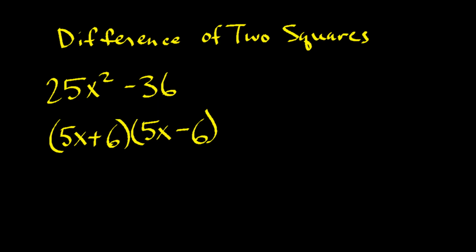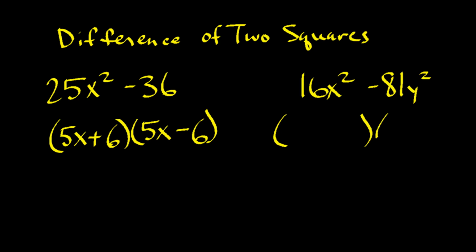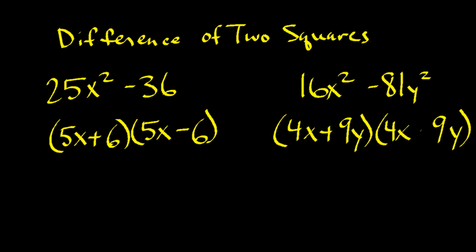Let's try another one that has two variables in it. 16x squared minus 81y squared. Again, we will factor this by taking the square root. The square root of 16 is 4. The square root of x squared is x. The square root of 81 is 9. And the square root of y squared is y. So we will just put a plus and a minus, and this is our complete factorization.